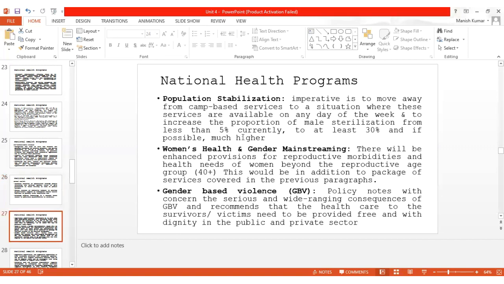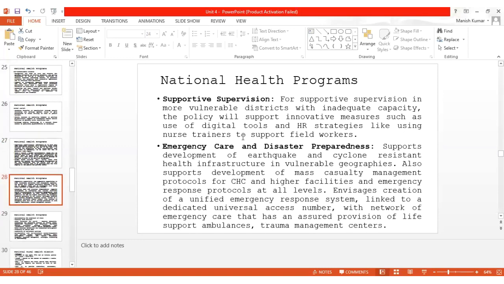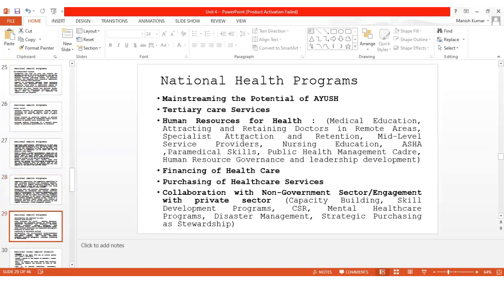And then this also talks about population stabilization, that is family planning, women's health and gender mainstreaming, gender-based violence, supportive supervision, emergency care and disaster preparedness. These are also focused on under this program. And then there is a focus on mainstreaming the potential of AYUSH, and then tertiary care services. When we talk about tertiary care services, basically it is strengthening our medical colleges, how better we can do, and then allotting human resources for health.